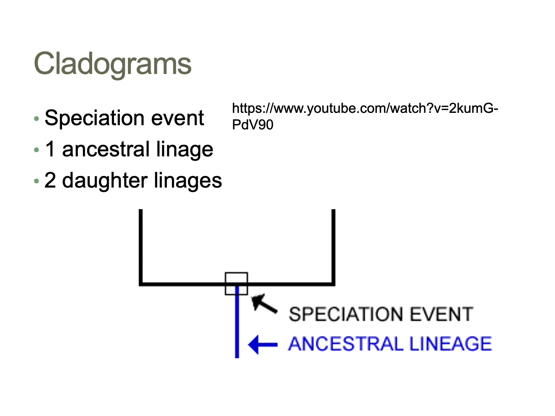Let us see how to read a cladogram. In a cladogram, you can see the ancestral lineage is shown in blue. Where a change occurred, leading to a speciation event, it gives rise to two daughter lineages. The daughter lineages are here in black color. Here in the square, you can see the speciation event that occurred to separate these two daughter lineages.